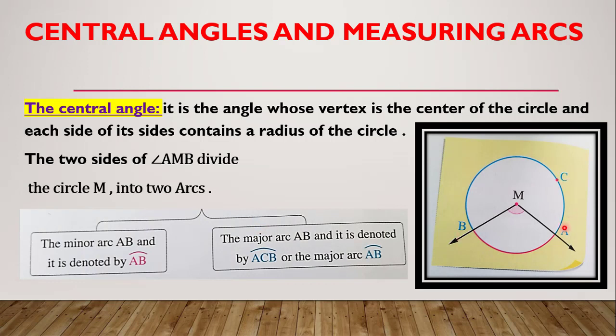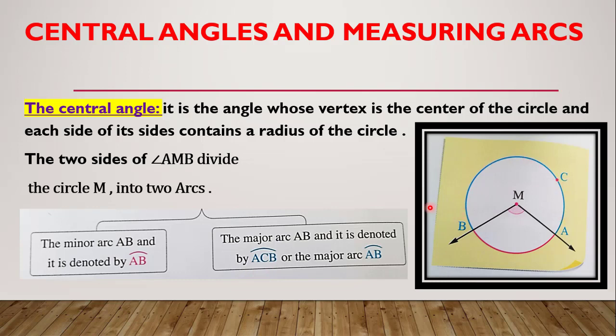As you can see here, we have two arcs. The first arc, which is the red arc, is the minor arc AB, and it's denoted by AB, and we draw a small arc above the two letters AB. Also, we have another arc, which is the blue arc here. This arc is called the major arc AB, or I can put a third letter like C here and read it as the arc ACB.